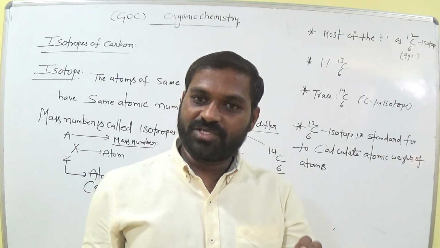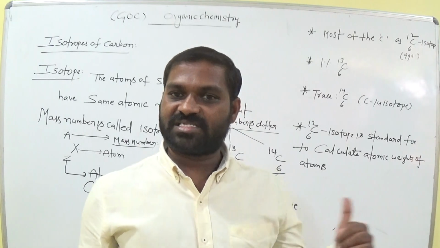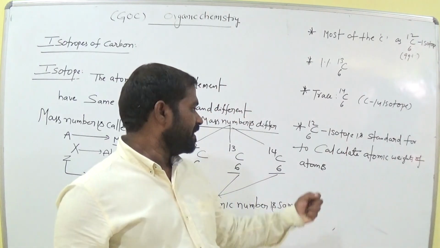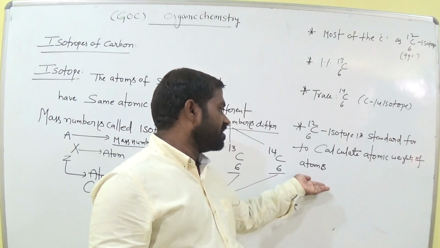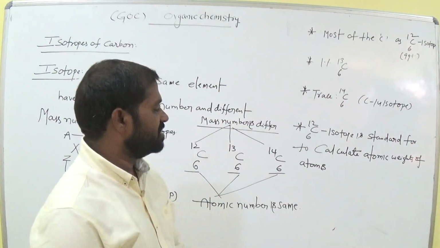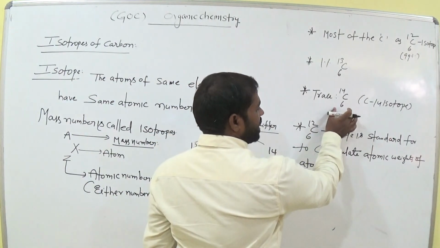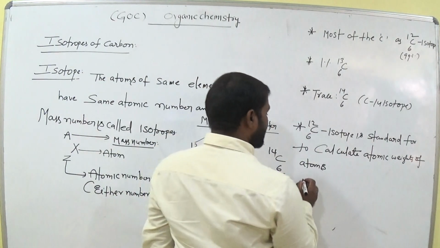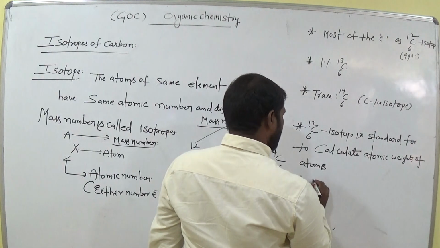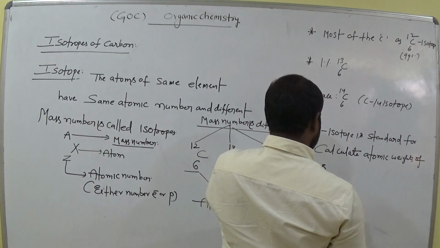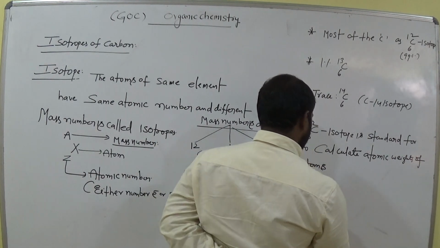So we have the topic in stoichiometry, later we will discuss, just remember this point. C12 isotope is standard to calculate the atomic weights of different atoms. Is it clear? So most of all we have to learn here about the C14 isotope. We call it carbon dating. C14, remember this.